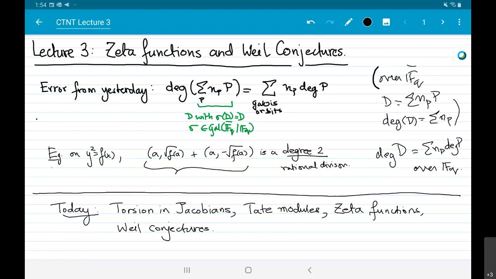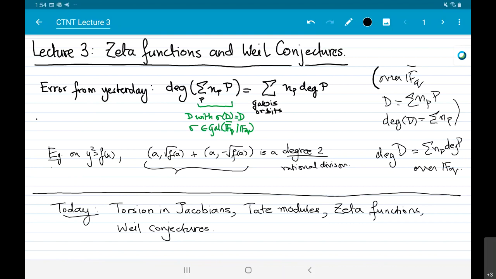So the sum should be over Galois orbits, and there it becomes very important that D is defined over the ground field. If D is defined over the ground field, then you can talk about all of these Galois orbits, split up all of your points into Galois orbits, count each Galois orbit once, and then sum over n_P degree P. So if D is defined over a particular field, then if you work this out, you can directly think about this over the algebraic closure.